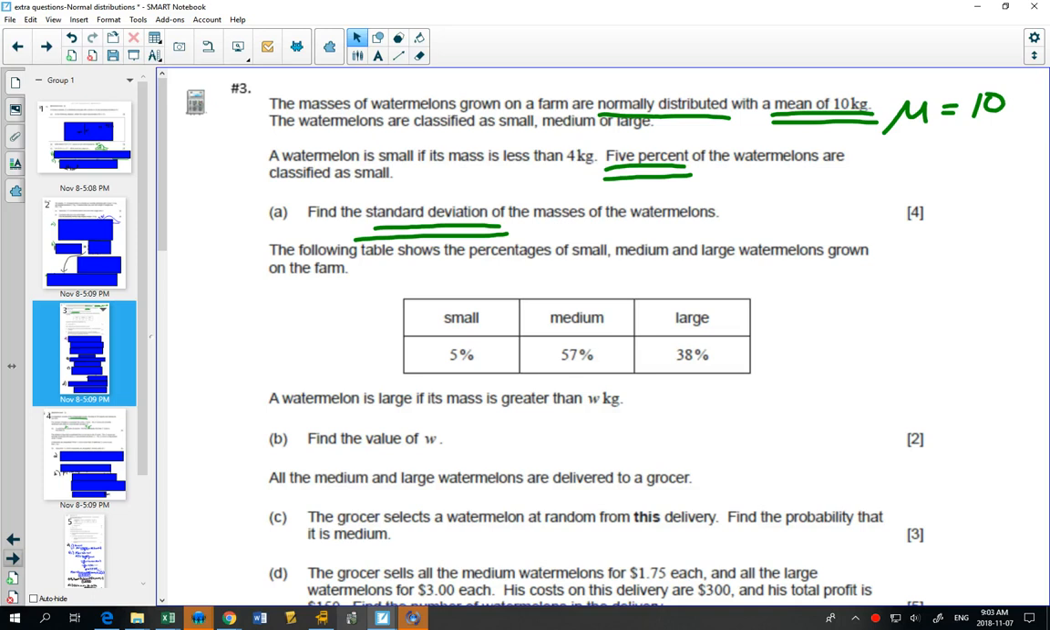Masses of watermelons grown on a farm are normally distributed with a mean of 10 kilograms. As soon as you see in the question that they're normally distributed, you know that you've got normal CDF and inverse norm and can use all of those. Watermelons are classified as small, medium, or large.